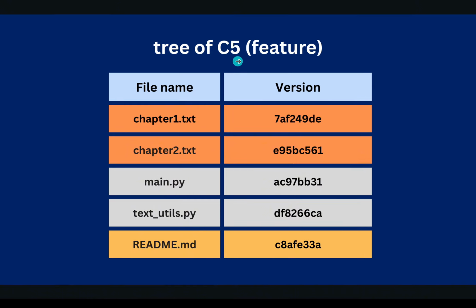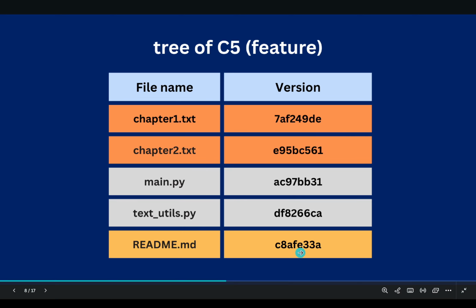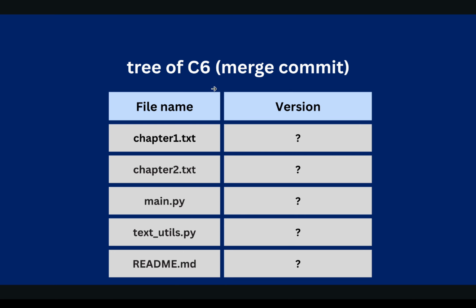And similarly for C5 feature, we have changed the mapping for chapter 1 and chapter 2, so different versions. And we also have a new file. The README file is new in the feature branch. So here's the most important part. Based on the 3 snapshots, the 3 trees that we saw, Git needs to create a new tree before it can create the merge commit.